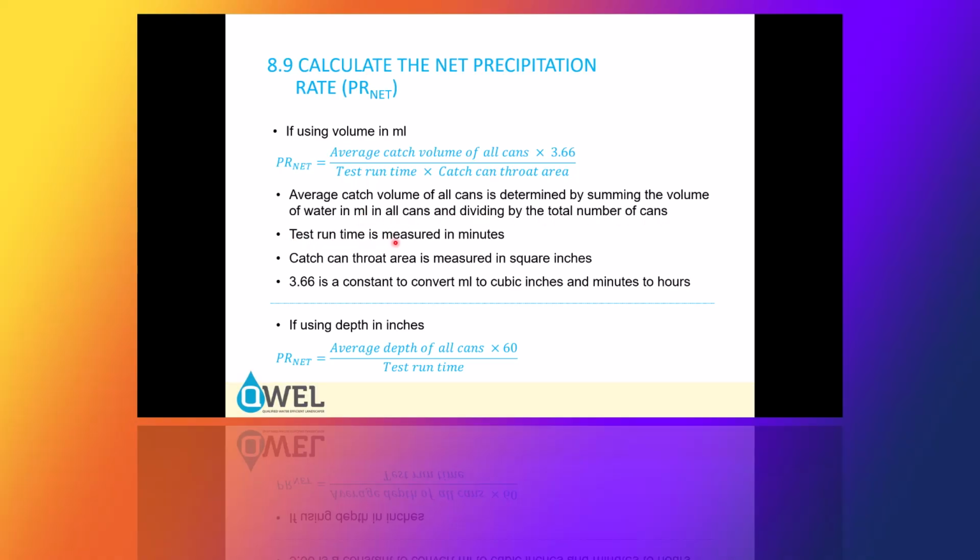Your test run time is measured in minutes. Your catch can throat area is measured in square inches, and 3.66 is a constant to convert milliliters to cubic inches and minutes to hours. If you're going to do it in depth in inches, then this would be the formula. So it's average depth of all cans times 60 divided by your test run time.